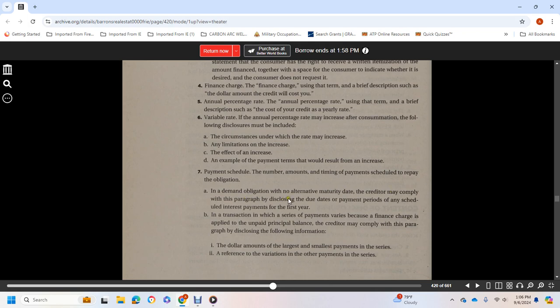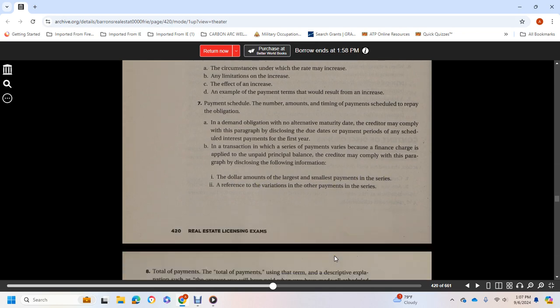the creditor may comply with the paragraph by disclosing the dates and payment periods and scheduled interest payments for the first year. In a transaction where the series of payments varies because the finance charge is applied to the unpaid principal balance, the creditor must comply with the paragraph by disclosing the following information: the dollar amounts of the largest and smallest payments in the series, and a reference to the variation of the other payments in the series.